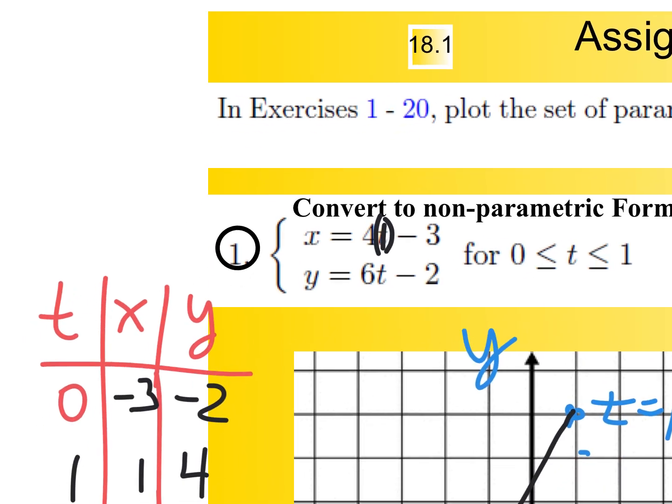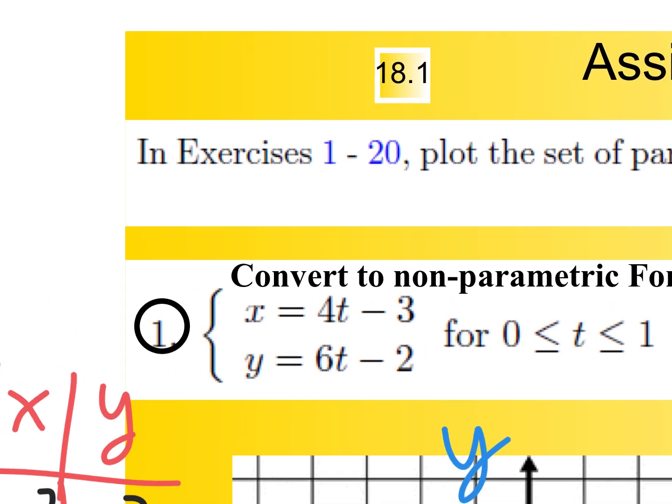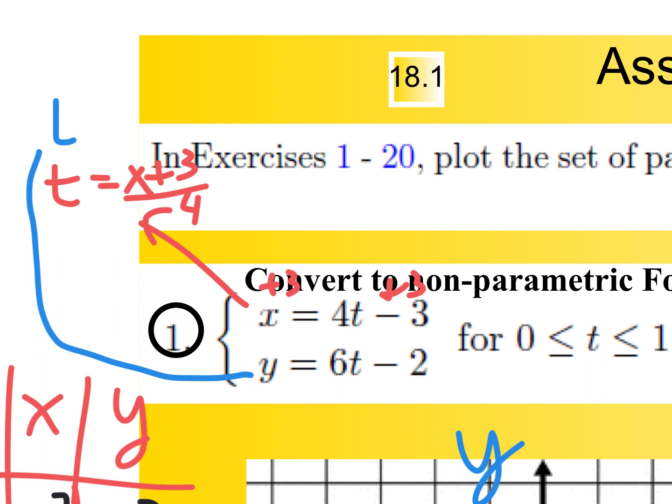So, do you remember that deal where we solved for something? Cooper, lead us through this. How are we going to change this over? You're gonna solve for T on both of them. Okay. What do you get for this one? T equals X plus 3 over 4. Nice. That's just taking this and adding 3 to both sides. And then solve the other one. You get Y plus 2 over 6. T equals Y plus 2 over 6 is correct.